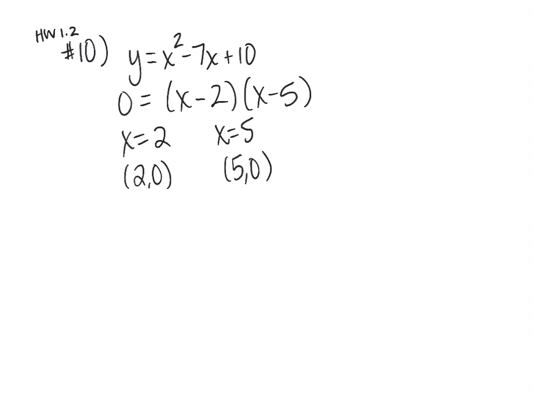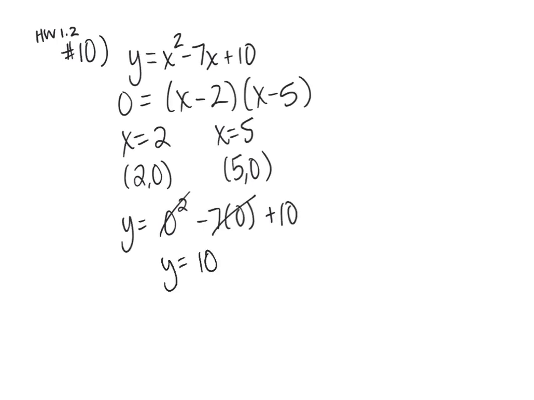But when we go to find the y-intercept, we're going to do essentially the opposite. We're going to let x be 0 and then solve for y. So here, when I put in 0 for x, I get 0 squared minus 7 times 0 plus 10. 0 squared is 0, negative 7 times 0 is 0, and so we're just left with y equals 10. And for this point, y-intercepts always have 0 comma something, and since we got our y value to be 10, our answer is 0 comma 10.